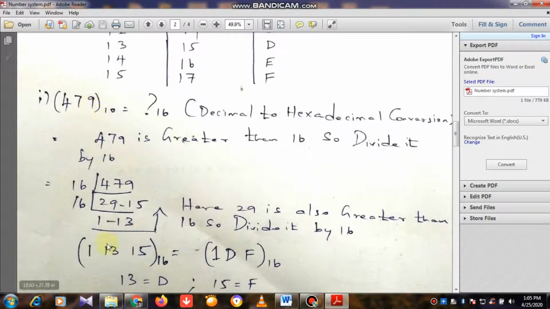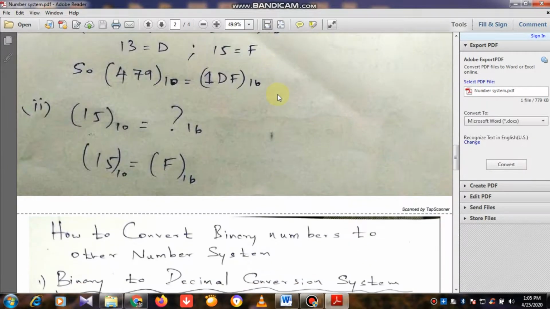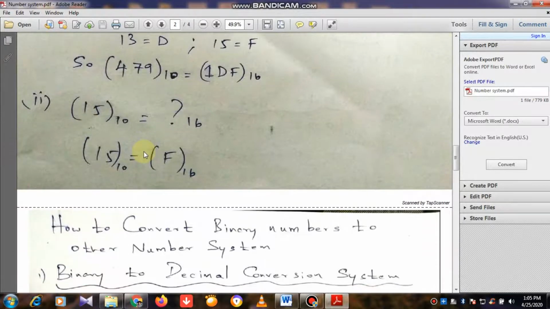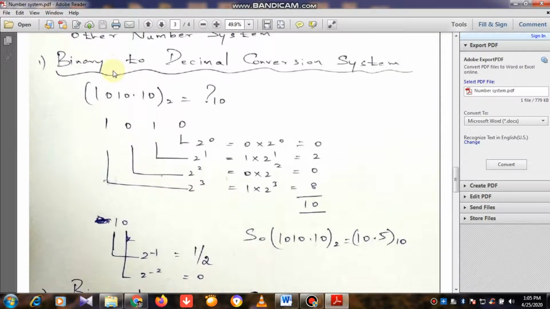I already told you 13 is not possible to write directly in the hexadecimal form, so you have to write D, whereas for 15 it should be F. Here in this example 15 is directly given. We know the corresponding hexadecimal number for 15 is F. So next is how to convert the binary number system into other forms of number systems.